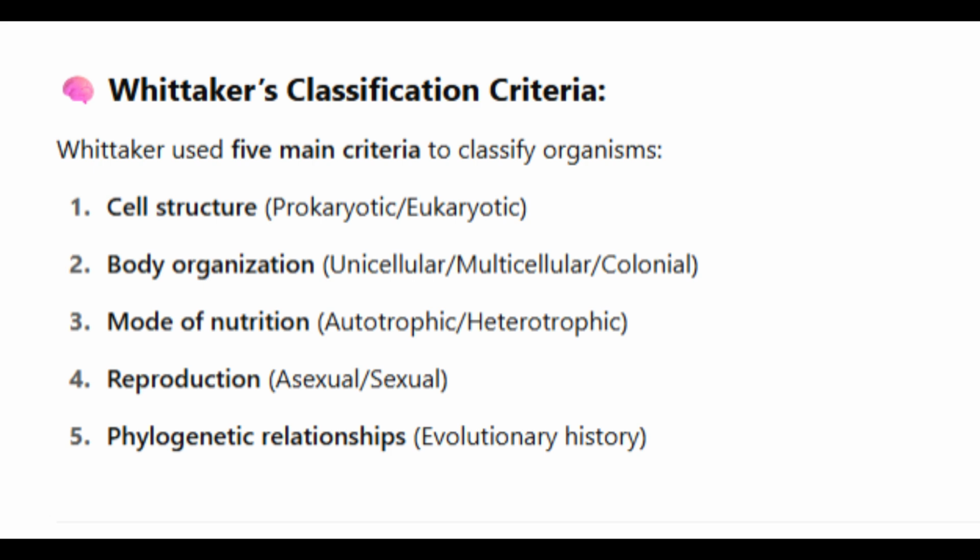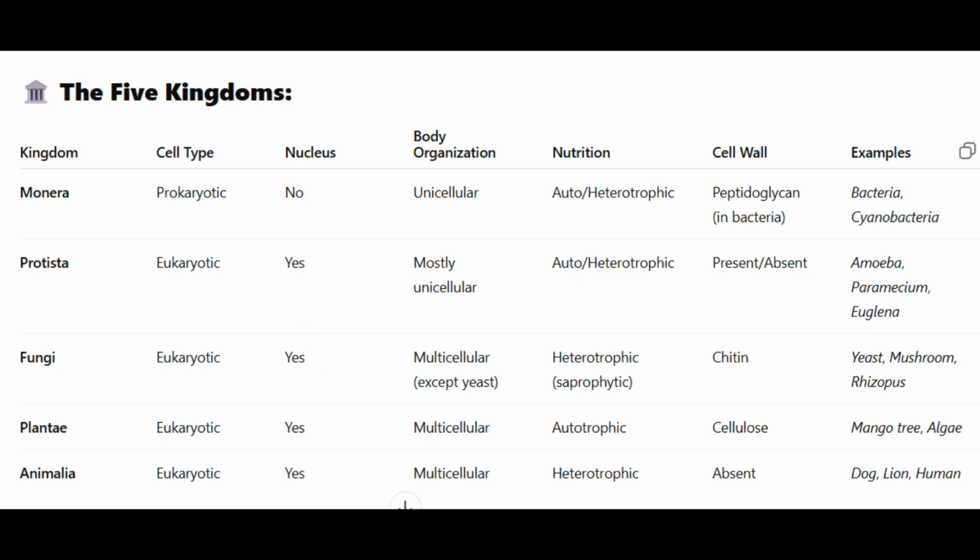Whittaker's classification criteria. Whittaker used 5 main criteria to classify organisms. Cell structure, prokaryotic/eukaryotic. Body organization, unicellular, multicellular, colonial. Mode of nutrition, autotrophic/heterotrophic. Reproduction, asexual/sexual. Phylogenetic relationships, evolutionary history.